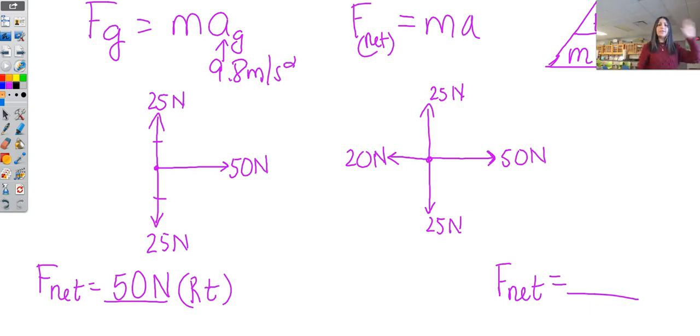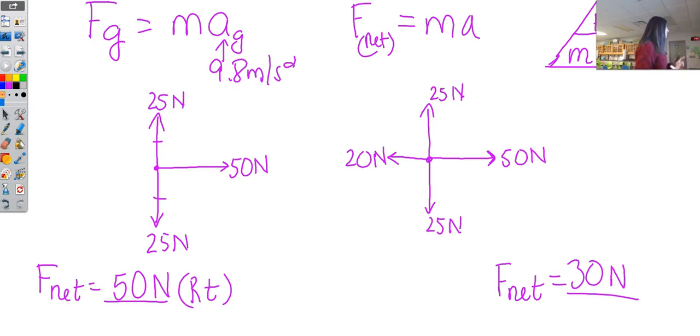This one right here is going to be a little bit different. I have the 25 up and down, and the 50 to the right, but now I have 20 to the left. That means there's something pulling it back. Maybe it's friction, maybe it's an applied force to the right and friction to the left, or something like that. Remember, if they're going opposite of each other, you subtract. So we get an F net of 30 newtons, okay?